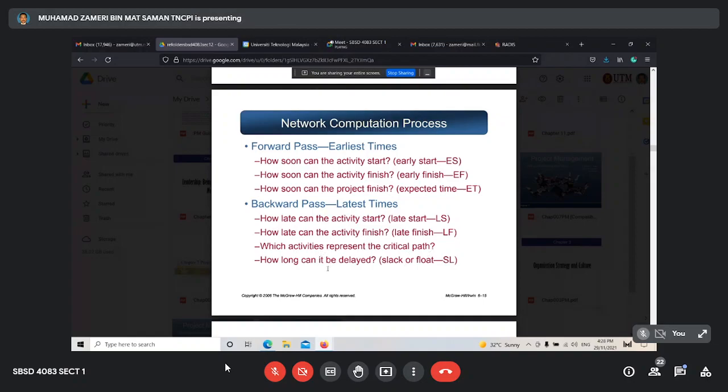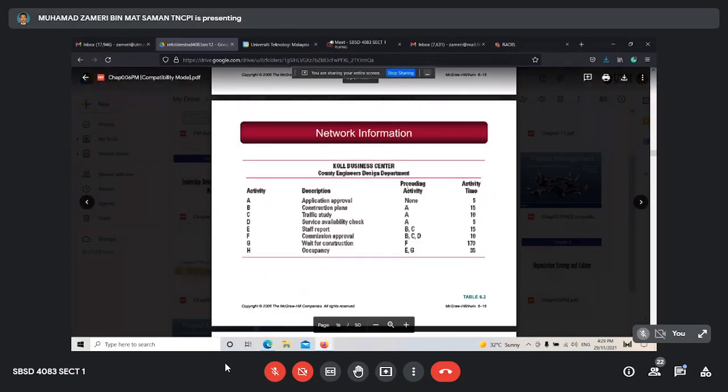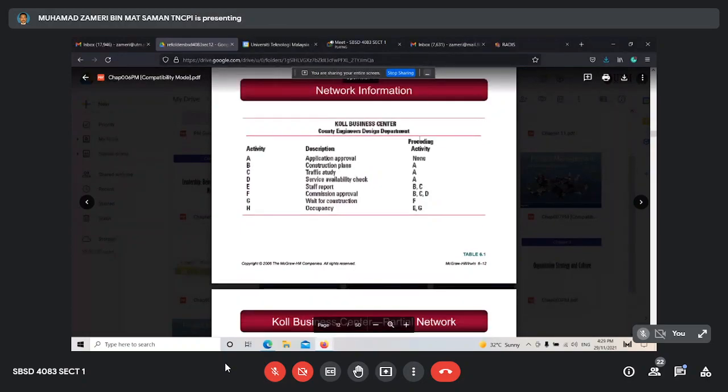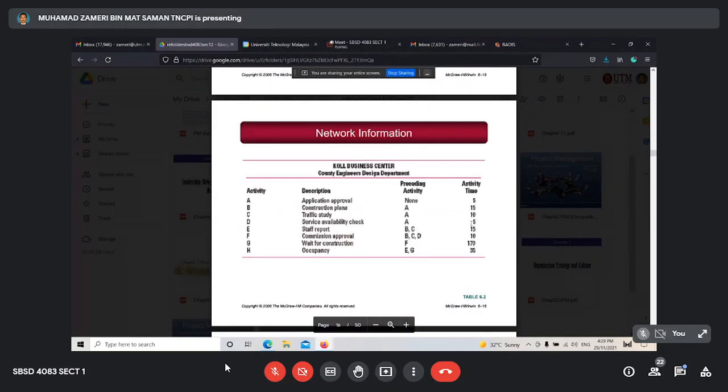Critical path represents how long this project can be delayed, how long a particular activity can be delayed. That is, we calculate the slack time. Before that, I just gave this data without time. So now I give you data with time. That means activity A takes 5 days, activity B takes 15 days, activity C takes 10 days, and activity H takes 35 days.